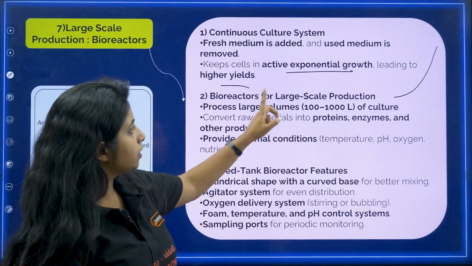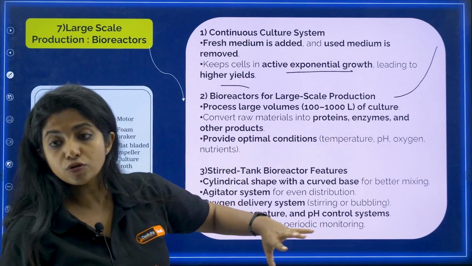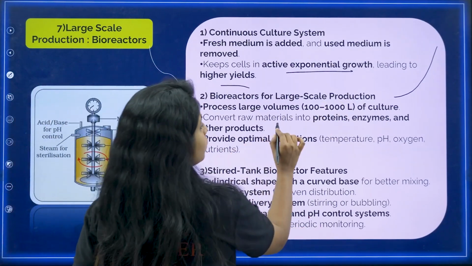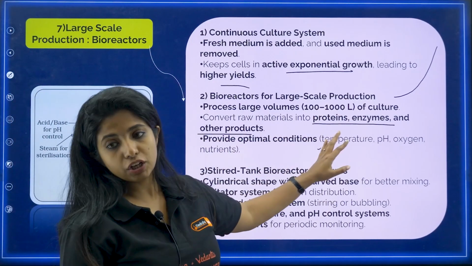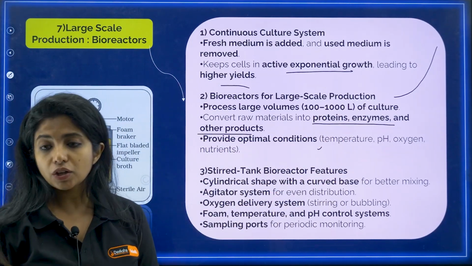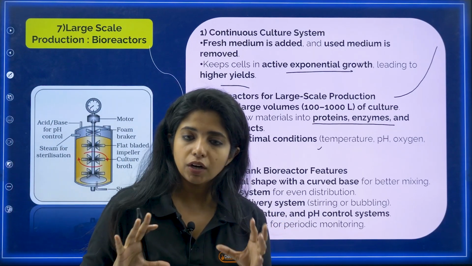Now, bioreactors for large scale production process large volumes, that is 100 to 1000 liters of the culture. They convert raw materials into proteins, enzymes and other products, and provide optimal conditions: temperature is being seen, pH is being controlled, oxygen, nutrition, everything is being controlled over there.